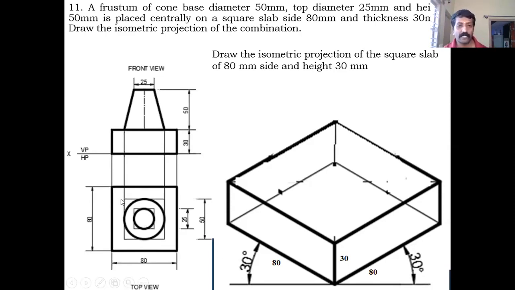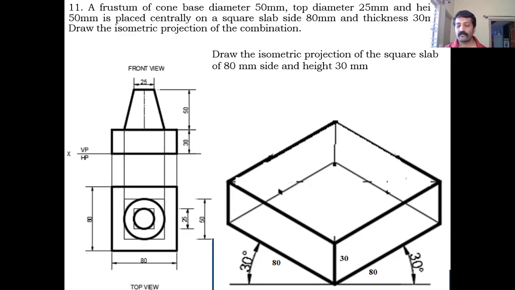So how to get the center? You draw the diagonal of the square and find the center. From the center, you draw a 50 millimeter diameter circle, and with the same center, what is the top diameter of the frustum of a cone? It is 25 millimeter. You draw a circle of diameter 25 like this. So this completes the top view.